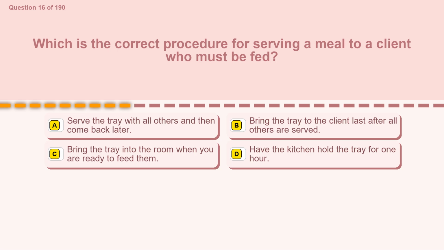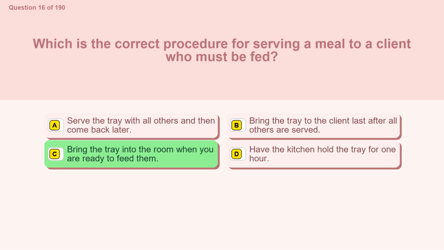Option A. Serve the tray with all others and then come back later. Option B. Bring the tray to the client last after all others are served. Option C. Bring the tray into the room when you are ready to feed them. Option D. Have the kitchen hold the tray for 1 hour.